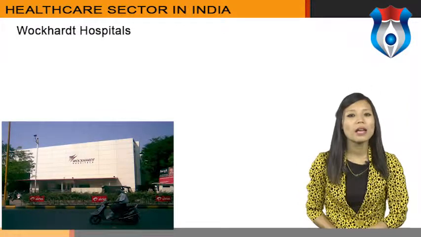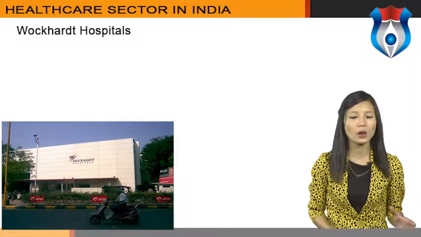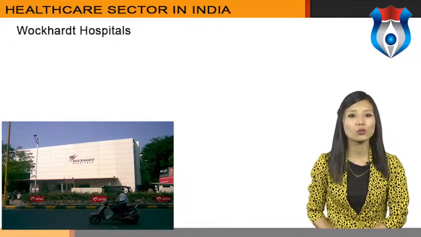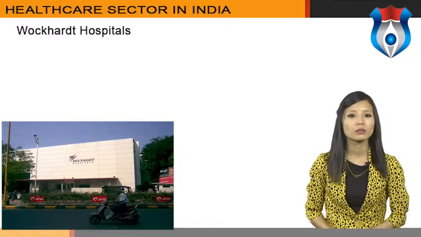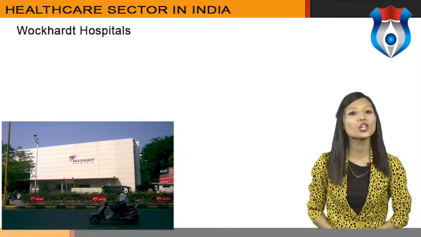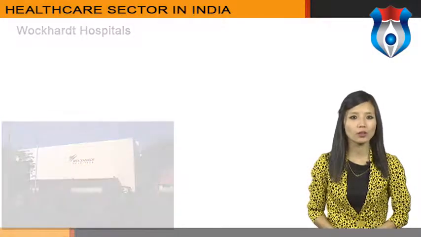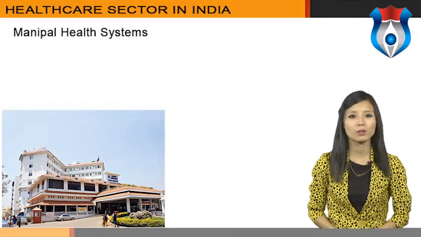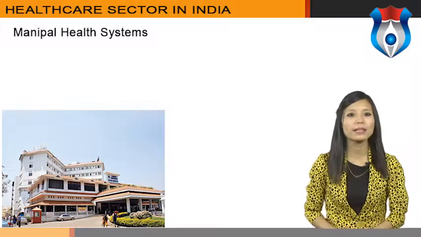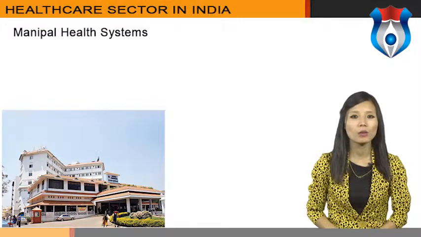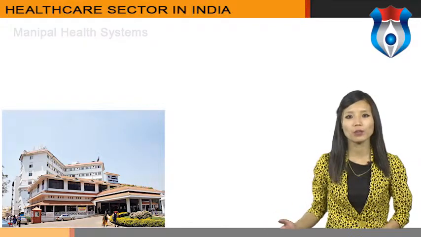Wockhardt Hospitals. 8 hospitals across India, of which 5 are owned. Total bed size of the group is 1,390. Has tie-ups and associations with Harvard Medical International USA, Blue Cross and Blue Shield USA, Bupa UK, AEA International Singapore and others. Manipal Health System chain consists of 9 primary centers at 7 rural locations, 8 secondary hospitals at urban and semi-urban locations, and 3 tertiary hospitals at urban and semi-urban locations.